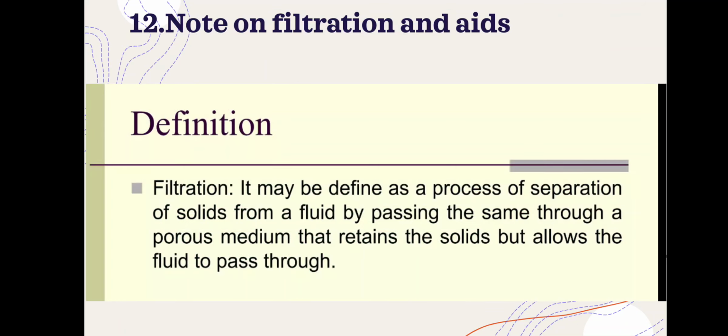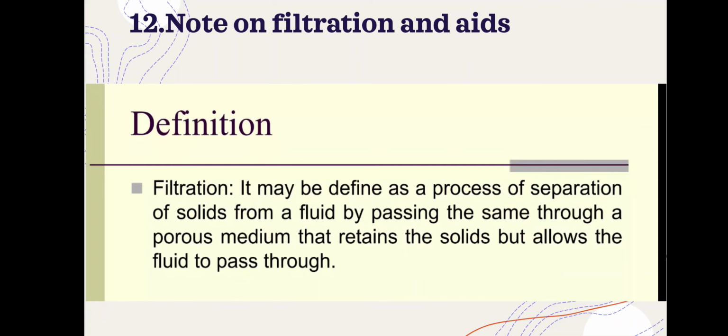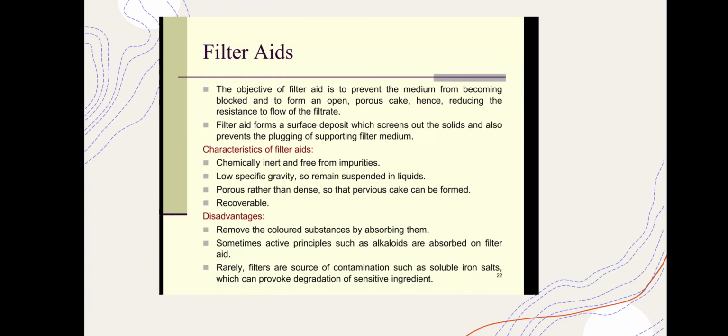Black color like tea. Write a note on filtration and filter aids. What is this filtration and filter aids? Filtration is a process of separation of a solid from a fluid by passing it through a porous medium that retains the solid but allows the liquid to pass through. In this process, the solid particles will remain on top of the filter medium, then the liquid will collect in the container.